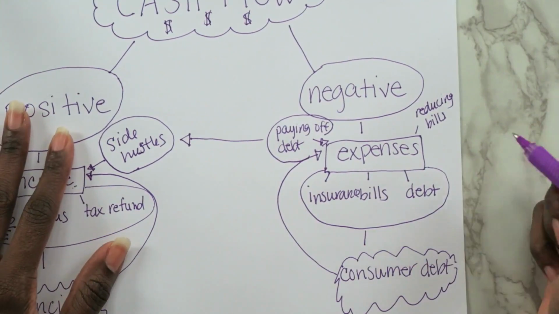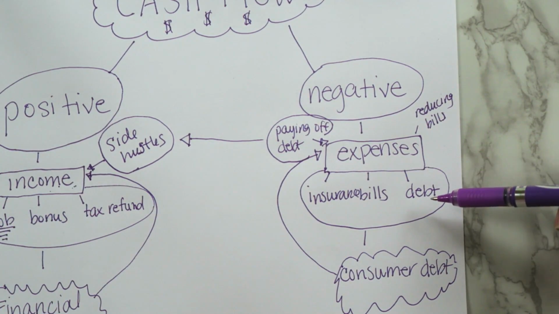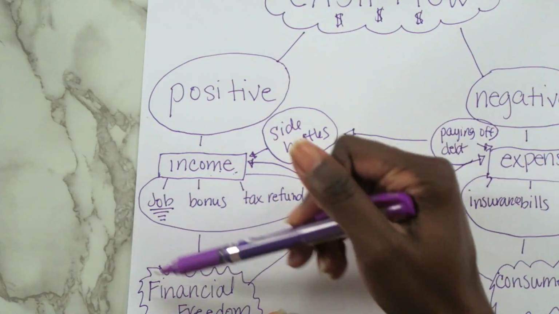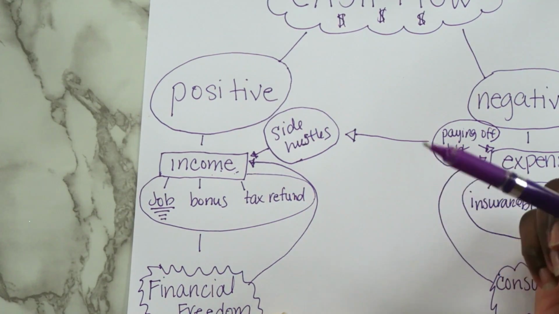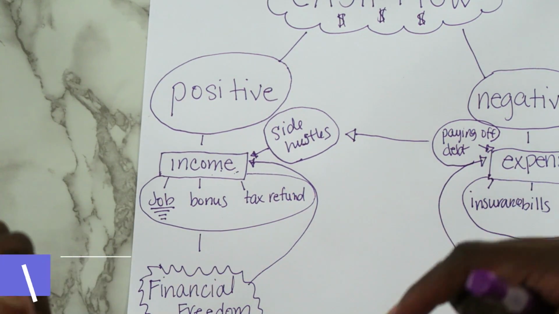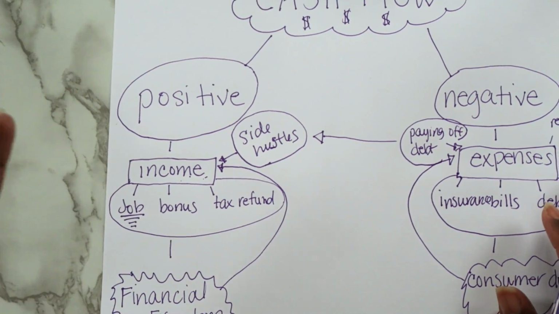Because we always talk about paying off debt, how to do that, reducing our bills, reducing our expenses, reducing our debt. We talk about this a lot, but we need to start talking about this. Having those multiple streams of income, creating a side hustle. I have my favorite side hustles listed in the description box. You can look at the link below if you're interested in starting one, but I'm a true testimony to this.